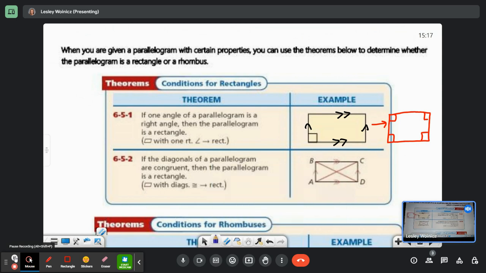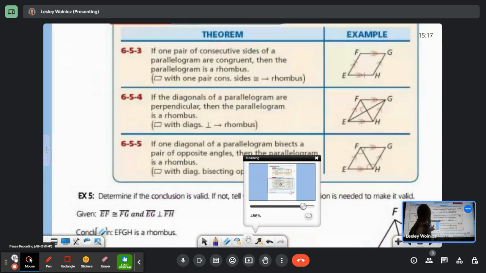If the diagonals of a parallelogram are congruent, then the parallelogram is a rectangle. We already knew that. That was the backwards way of one we already knew forwards. So this one is true backwards and forwards. Okay, questions? Okay, conditions for rhombi.